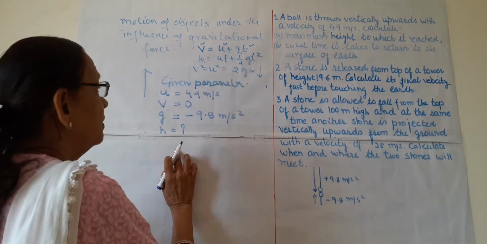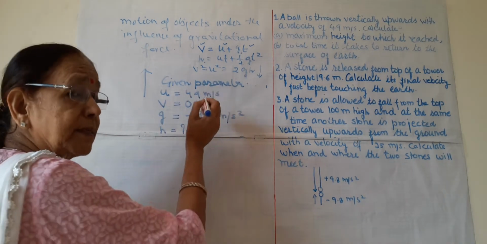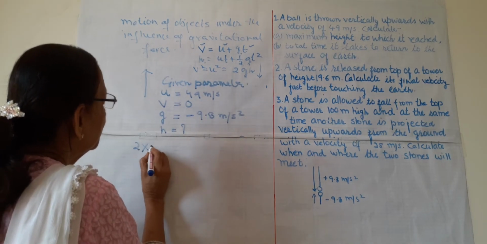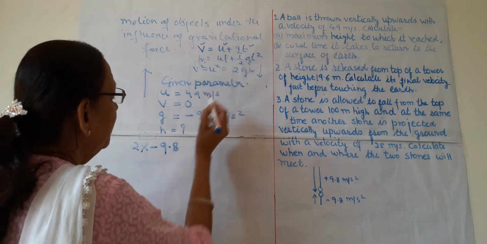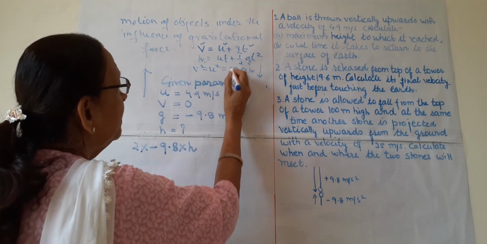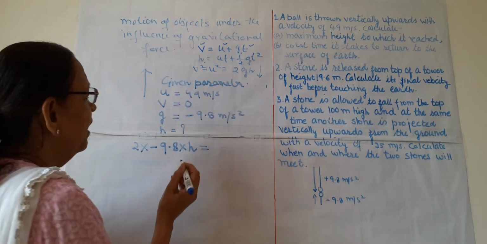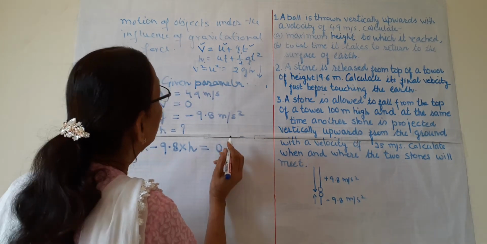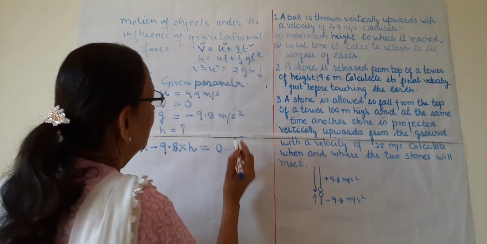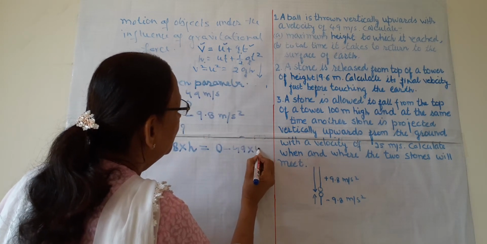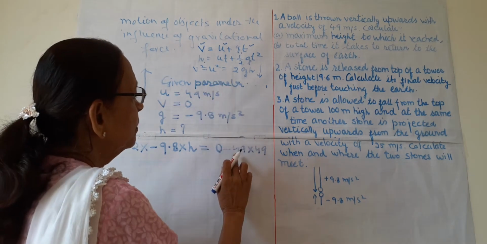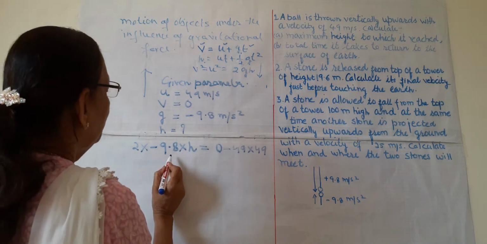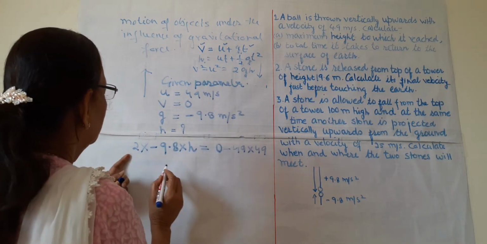So first write this equation here and then start filling in the given parameters. So I am writing 2 into g, which is minus 9.8, into h. I have written this on this side as we have to calculate h. Then v square is 0, so I will write 0 here minus u square. U square is 49 into 49. So now, what is this? Multiply this by this.